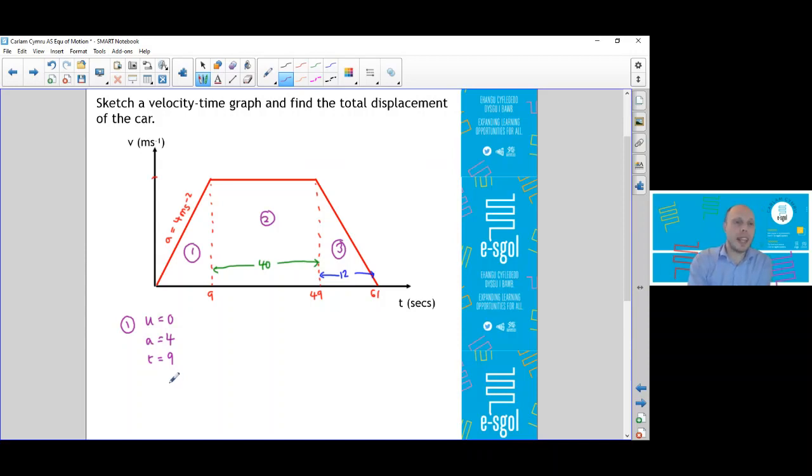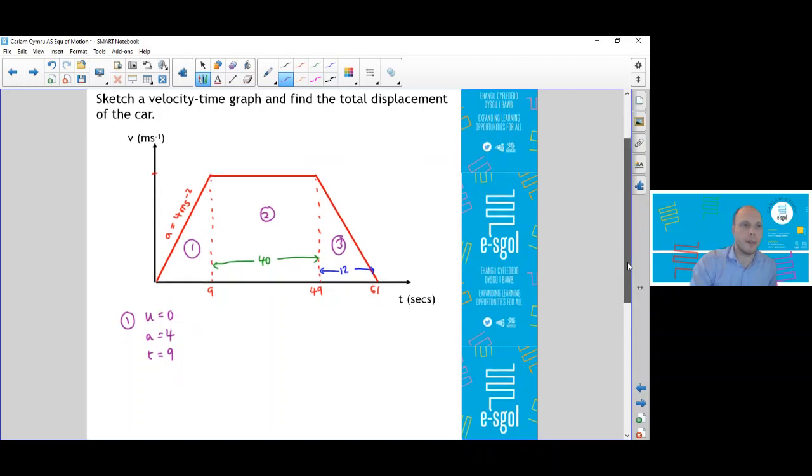Now, could I work in terms of area here? No, because the only thing I know about the triangle is that the width of that triangle, the base, is 9. I don't know the height. I don't know the area, so trying to use area for that is not going to work. I'm going to have to use some equations of motion.